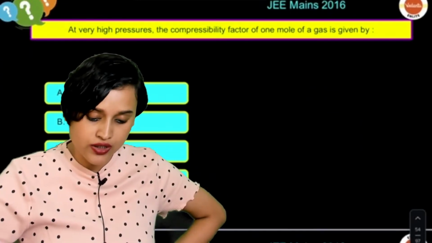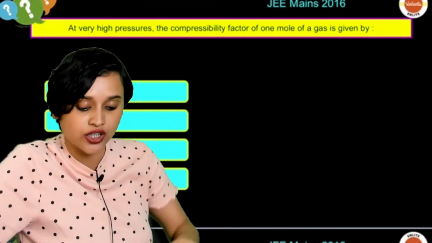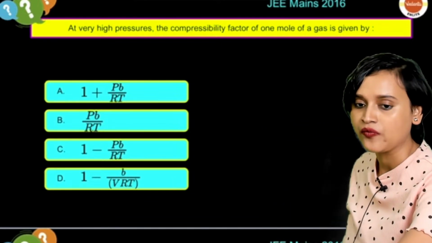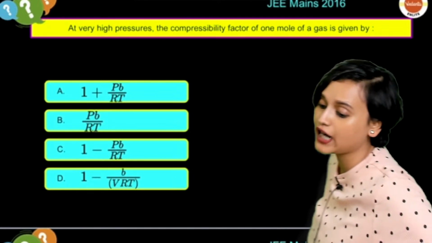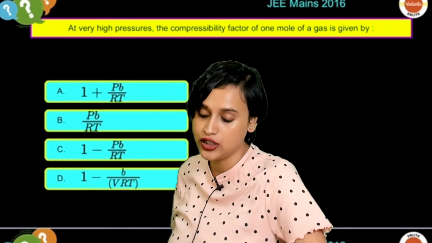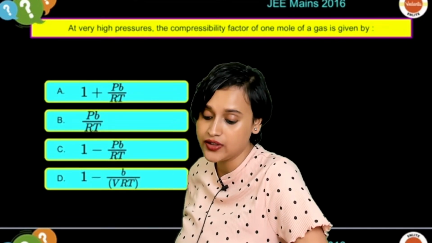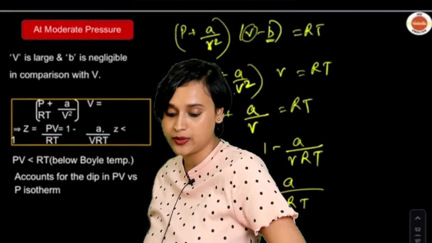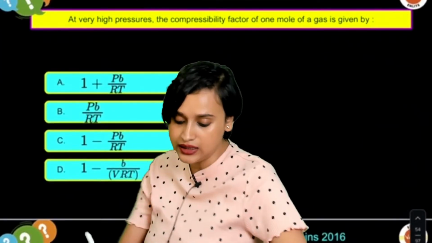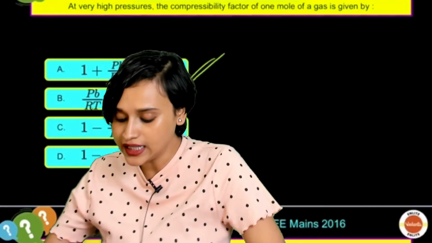Okay, I think we are almost here, guys. Now, this has come in JEE Mains 2016. At very high pressure, the compressibility factor of 1 mole of a gas is given by... come on, you can do this. If the pressure is high, then what will happen to the compressibility factor? We have just done it, everybody. At very high pressure, see what happens? 1 plus PV by RT. That means that option A is the correct answer, everybody.